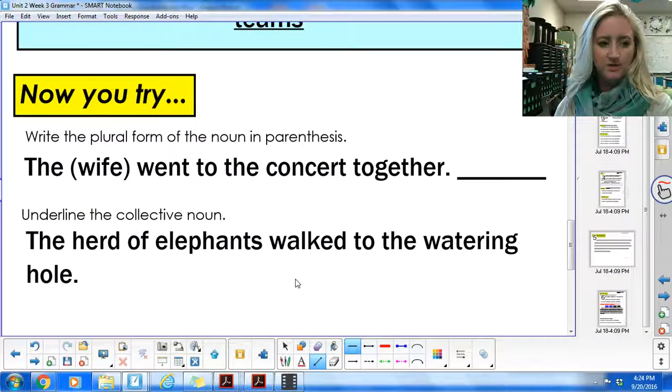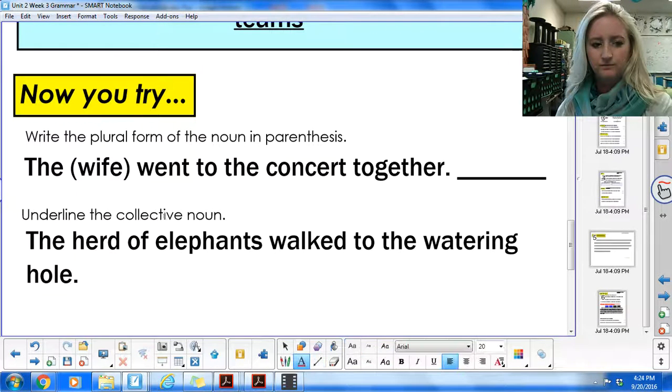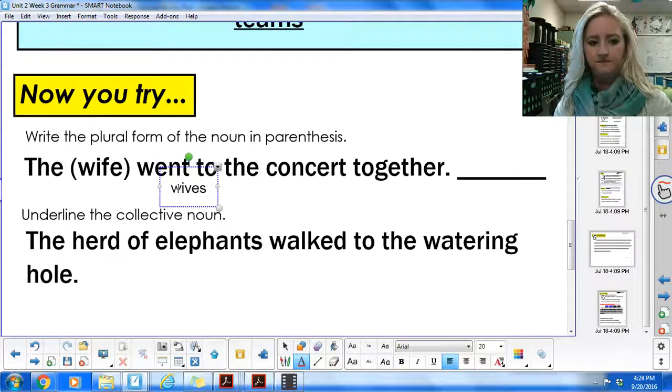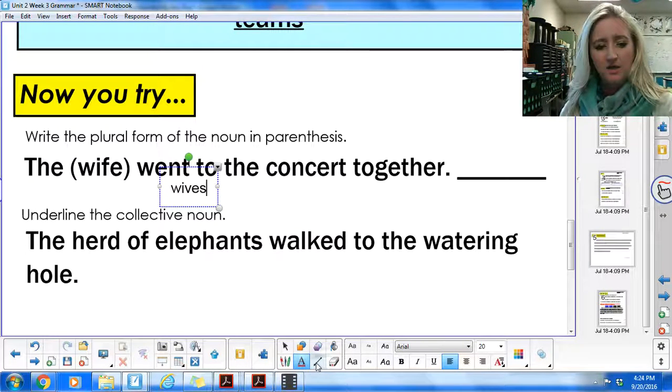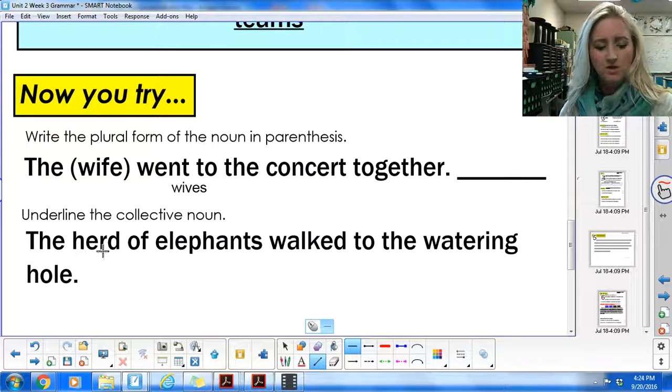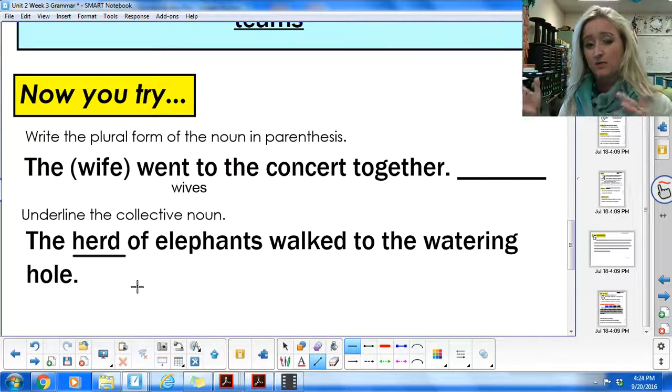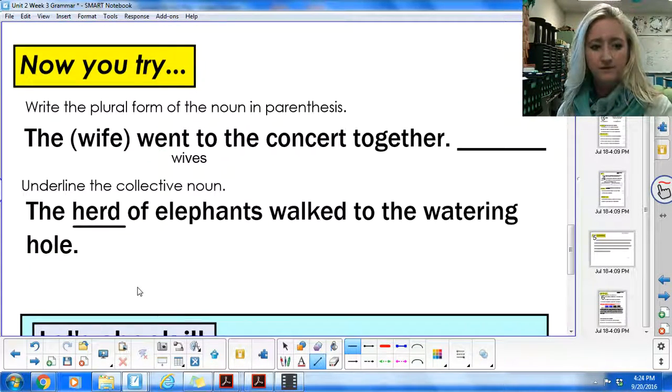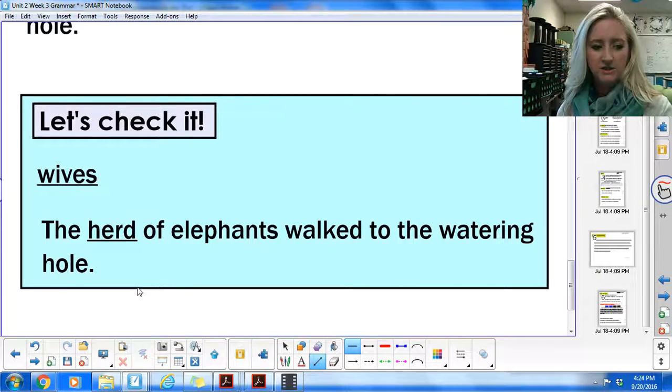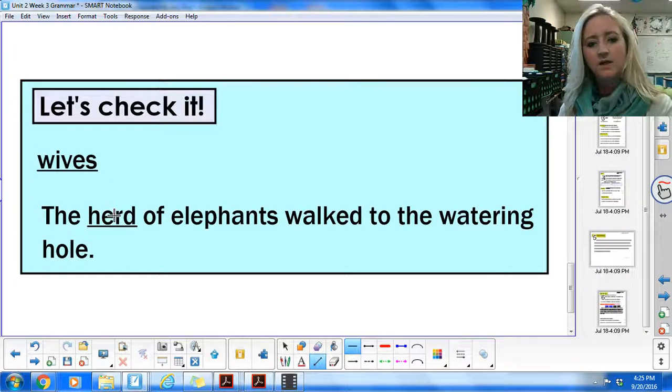Now you try a couple. Write the plural form of wife. And then check it here. You say wives with a V-E-S. And underlining the collective noun, the herd of elephants walked to the watering hole. Your collective noun is herd. Herd, that's the group of elephants. You can check to be sure. Yep, wives and herd.